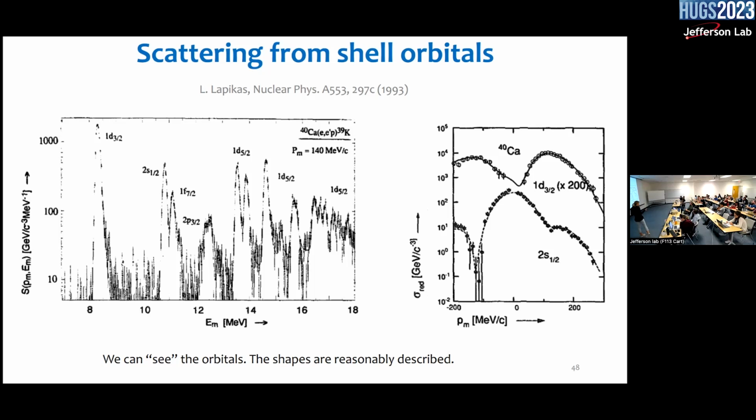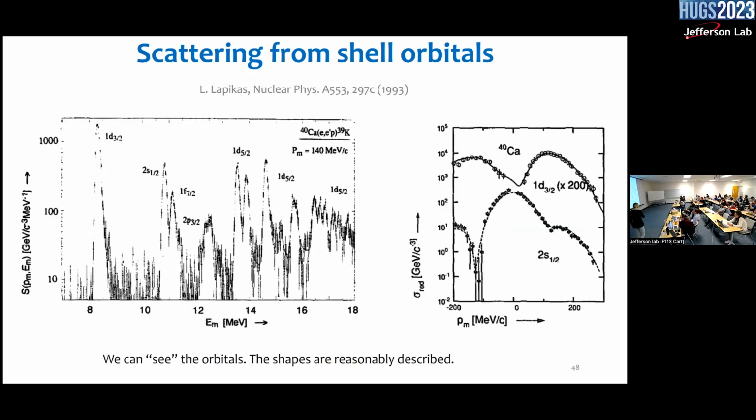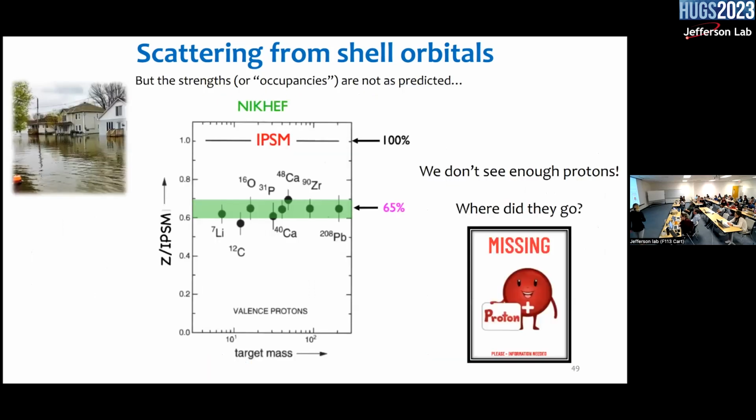So they were able to understand the shapes. Everything kind of makes sense. But what was confusing is that if you integrate that and say, this is how many we saw in each of these, that did not make sense. If you take the proton charge of the nuclei divided by the independent particle shell model, and plot it for each of these nuclei, they were seeing that everything was petering out around 65%. They were expecting with their predictions that these orbitals would be filled, and they weren't.